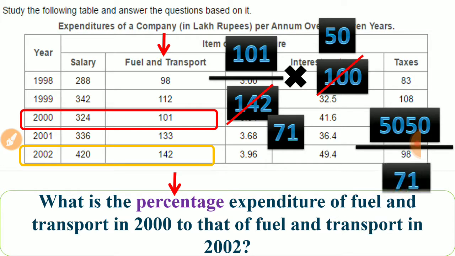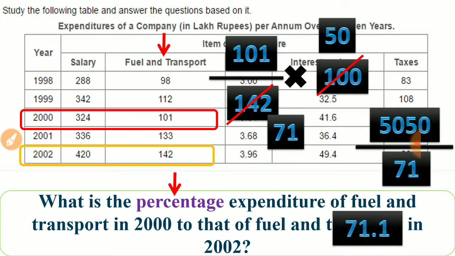So 101 into 50 is 5050, divided by 71. Now we have to divide using your paper and pen. Divide it and you are getting the answer 71.1. So what is the percentage? The percentage of expenditure of fuel and transport is 71.1 percent.